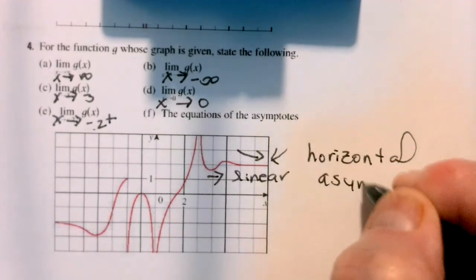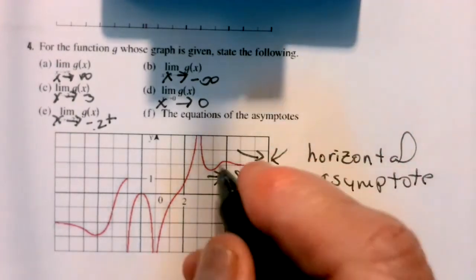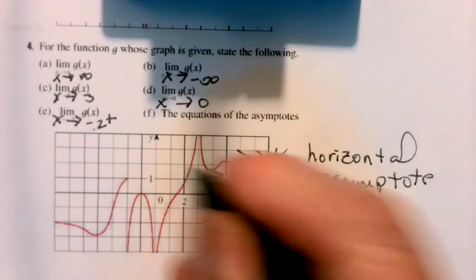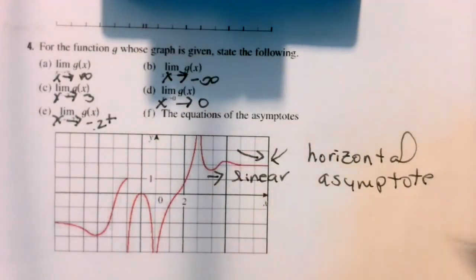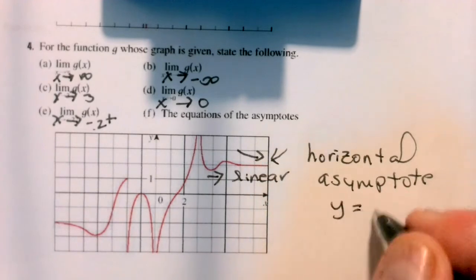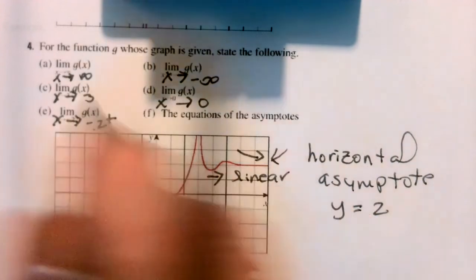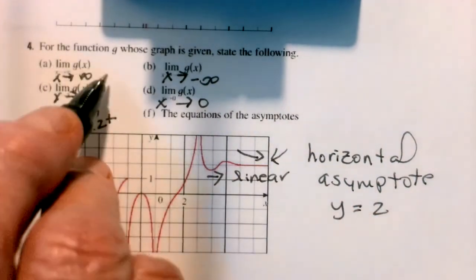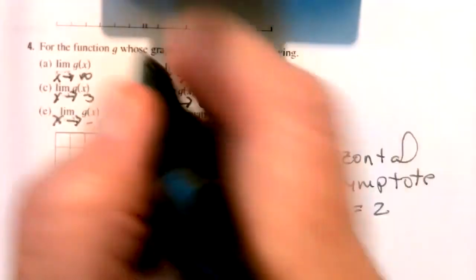And what that means is that whatever that y value is, and in this case, let's see, it's 1, 2, is it y equal 2? That's what the limit is, because remember, if the limit as x goes to infinity is some number, that's the horizontal asymptote, and this number happens to be 2.